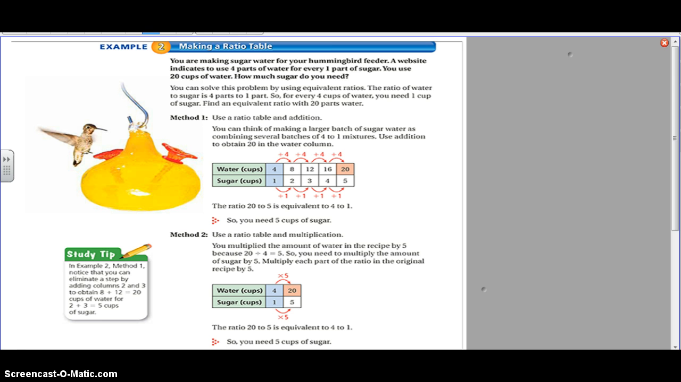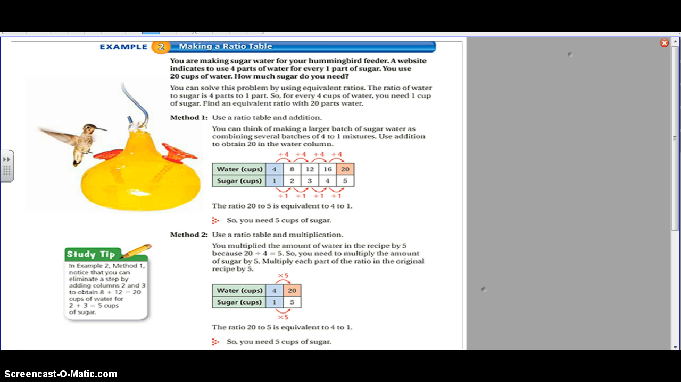Let's look at method 1. You can think of making a larger batch of sugar water as combining several batches of 4 to 1 mixtures. Use addition to obtain 20 in the water column. So let's look at our ratio table. Top line, water in cups. We know that we're going to start with 4 parts water, so 4 cups of water. Then sugar, it told us in your problem, if you had 4 cups of water, you had 1 cup of sugar.